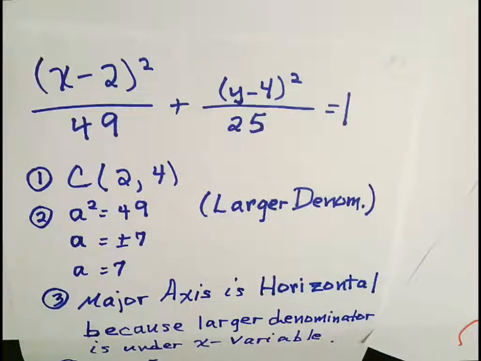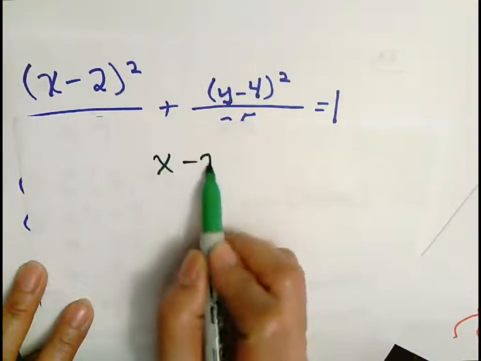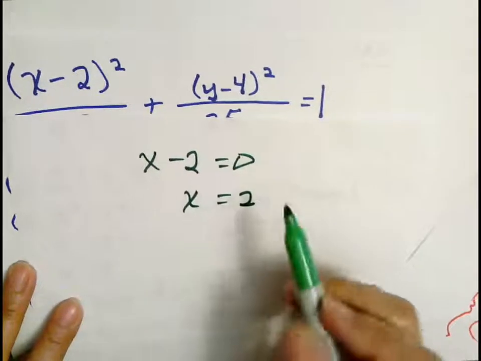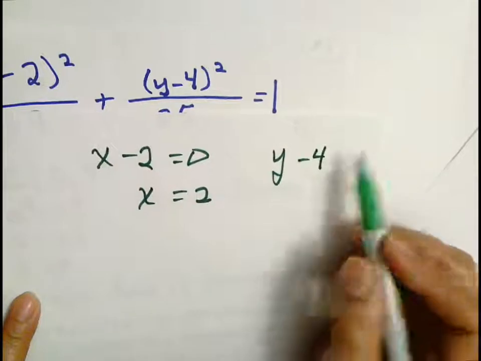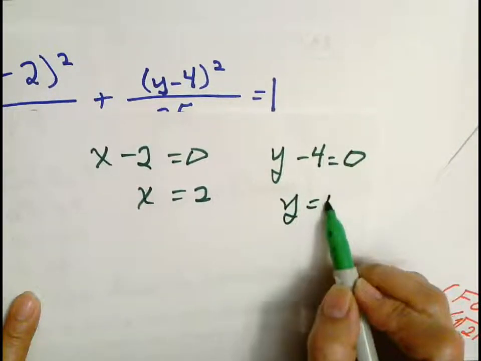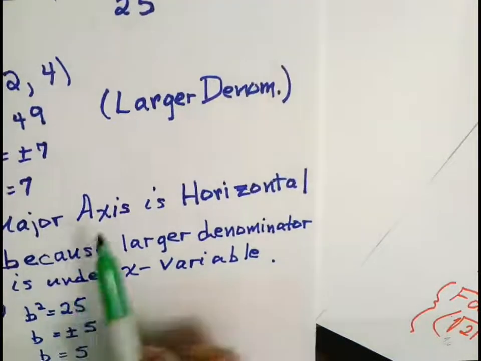Remember that that was where we take the x minus 2, set it equal to 0, so x equals 2. And we take the y minus 4 and set it equal to 0, so we have y is equal to 4. And that's how we're getting the center coordinates.